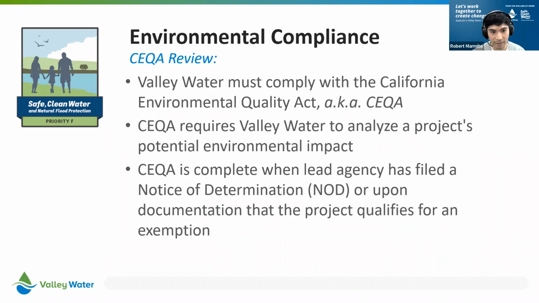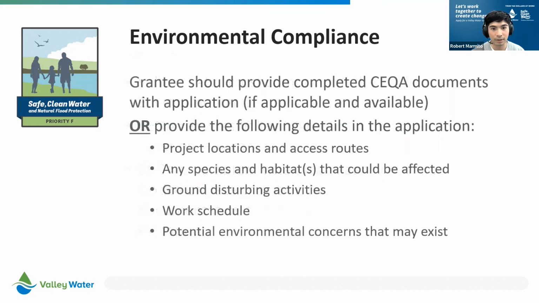Please be reminded that only a CEQA planner can determine the CEQA review that is required, and not grant staff. The grantee should provide completed CEQA documents with their application if it is applicable and if it's available, or it must provide the following details in the application: project locations and access routes, any species and habitats that could be affected, ground disturbing activities, work schedule, potential environmental concerns that may exist. As a tip, provide as much detail as possible so that you don't lose any points and that there's less back and forth later on in the process.